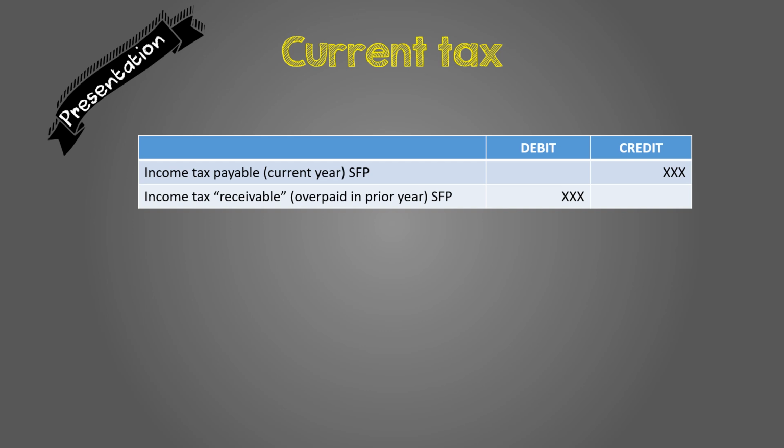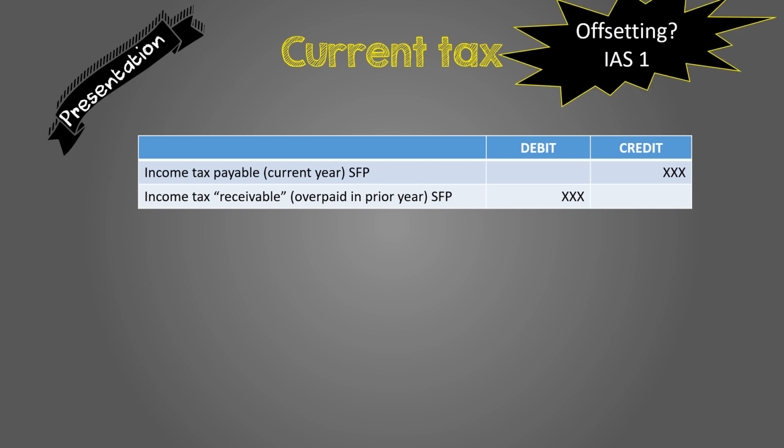So we have looked at presentation on the SPLOCkie. Now we are looking at presentation on the statement of financial position. Now, if we have a situation such as this, where we have an amount that's payable for income tax regarding the current year, and an amount receivable because of an overpayment in the prior year, are we allowed to offset that? Now we know that IAS 1 says that we are not allowed to offset unless a specific standard gives us permission to do so.